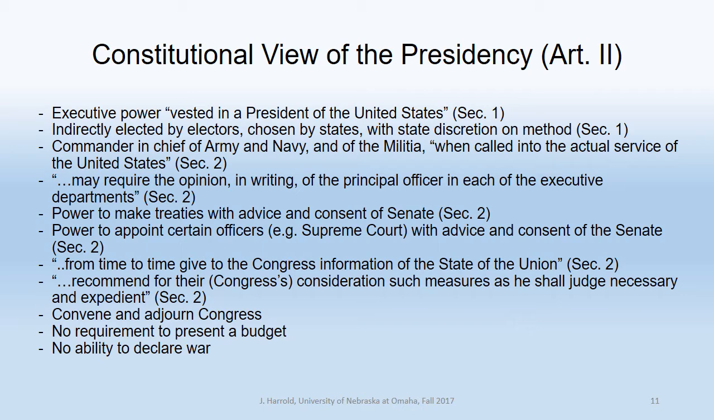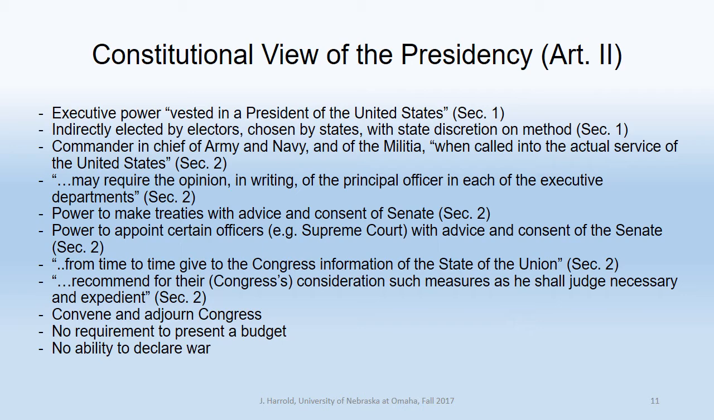Executive power was vested in a president of the United States. The president was indirectly elected, chosen by states, with state discretion on method. The president was the commander-in-chief of the army and the navy and the militia. And the part that everybody forgets about was what the Constitution says: when called into actual service of the United States. And my argument is that the way the Constitution is written, the military belonged to the Congress.